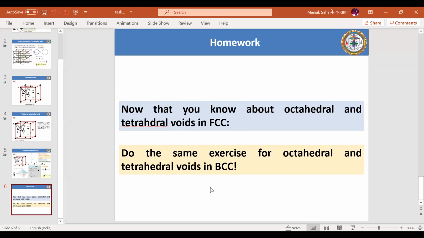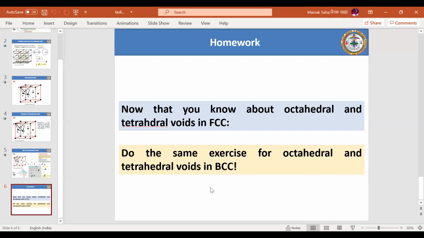I will make a separate folder in this Google Classroom and give the link access to all of you. In your free time, you can draw the structure and think about the tetrahedral voids. How can you visualize a tetrahedral void and draw it, and then upload it. Once you upload it, I will have a look and then we will discuss.